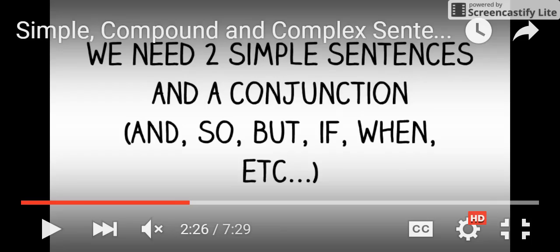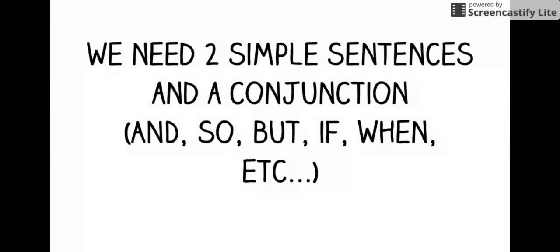We need 2 simple sentences and a conjunction. So a conjunction is kind of like a sticky tape word. So you've got some examples there. You've got and, so, but, if, when. You might have something like for, or nevertheless, or yet. So you're writing down this little definition that's on the screen in your workbook.